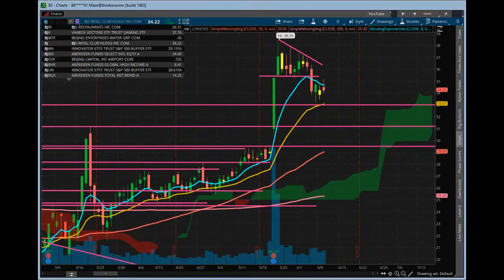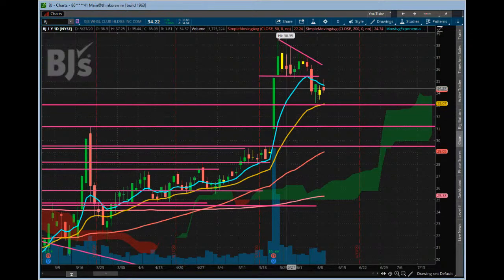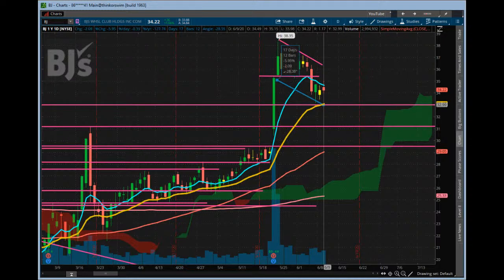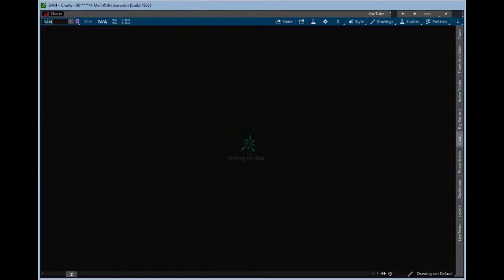But again, overall this is a nicely weighted stock, and it could actually just be working on a larger bull flag. So it may come back down and test the bottom of it. So looking okay there. And then Sam, cheers.